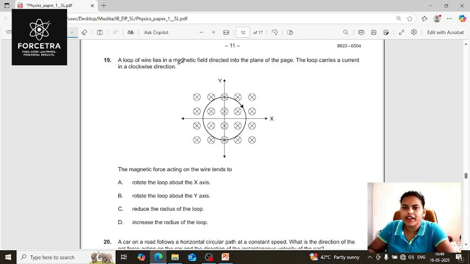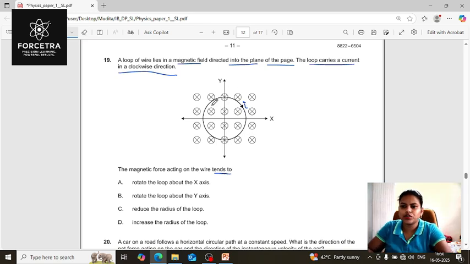A loop of wire lies in a magnetic field directed into the plane of the page. The loop carries a current in clockwise direction. So this is the current flowing in the wire, and the magnetic force acting on the wire tends to rotate the loop around the x-axis, rotate the loop around the y-axis, reduce the radius of the loop, or increase the radius of the loop.